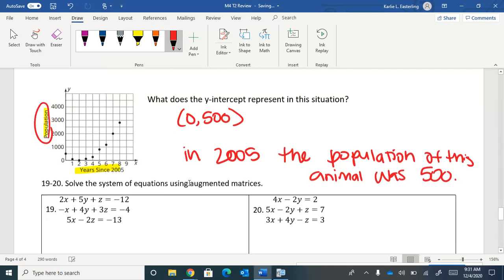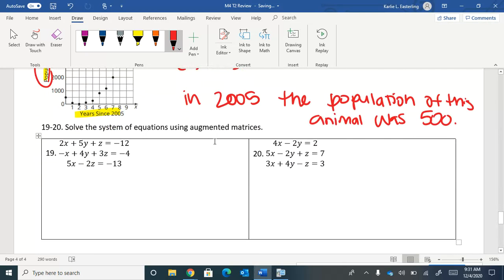All right, and then whenever you come down here to 19 and 20, these are matrices that you are just going to type straight into your calculator. I will go over how to set one of them up with you, and then the other one I believe you should be good on. So you're going to have all your x's in this first column. So 2, -1, 5. The second one will be your y. So 5, 4. You do not have a y in this bottom equation, so you have a 0. Your z's will be 1, 3, -2, -12, -4, -13.